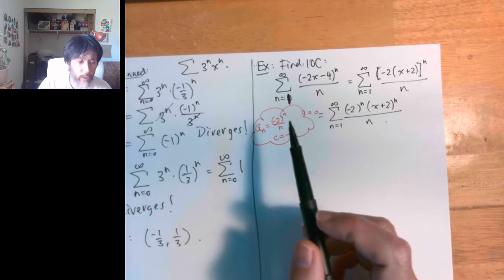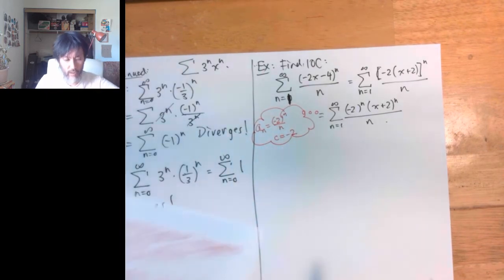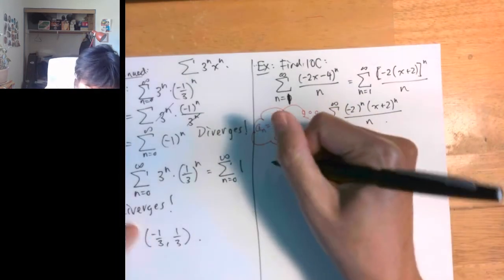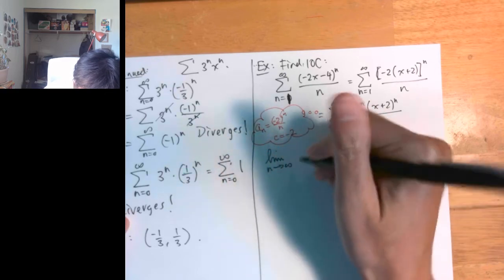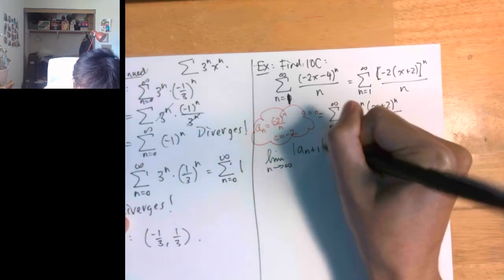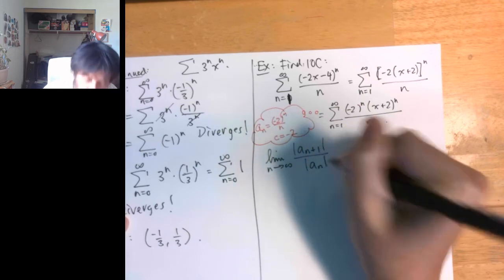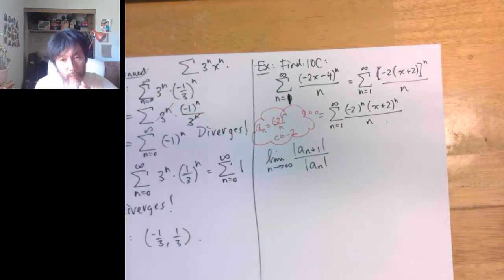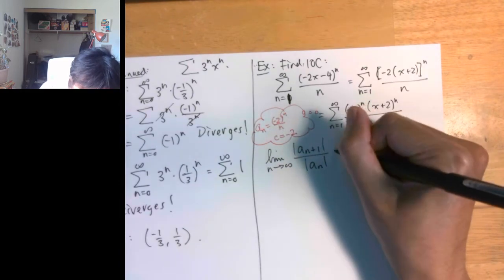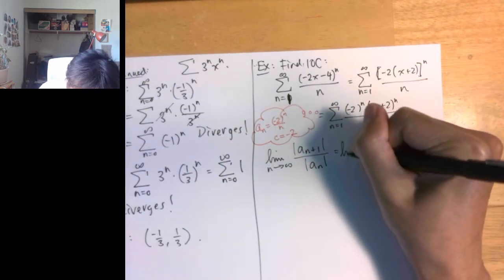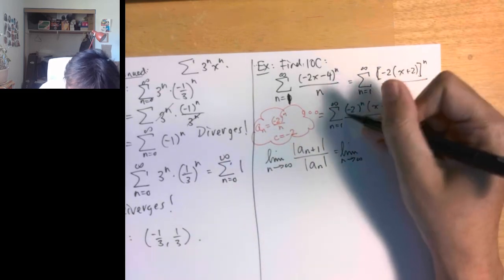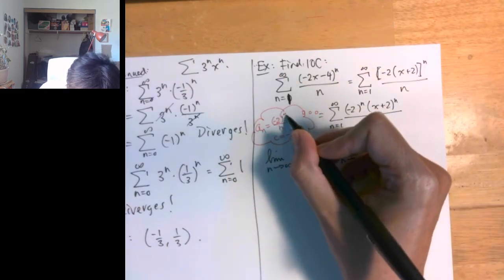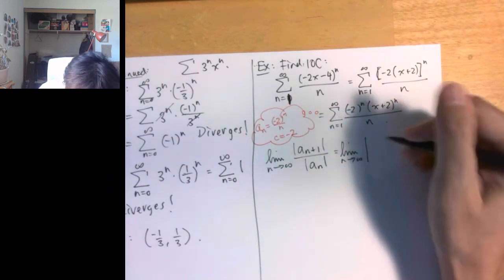Cool. So now what we're going to do is use this fact right here. We are going to now compute the limit as n goes to infinity of the absolute value of a sub n plus 1 divided by the absolute value of a sub n. Okay. And so what is this? So let's see, we're going to be looking at the limit as n approaches infinity. So the absolute value of a sub n plus 1, so we plug n plus 1 in for n here and there. We're going to be taking the absolute value of the whole thing.